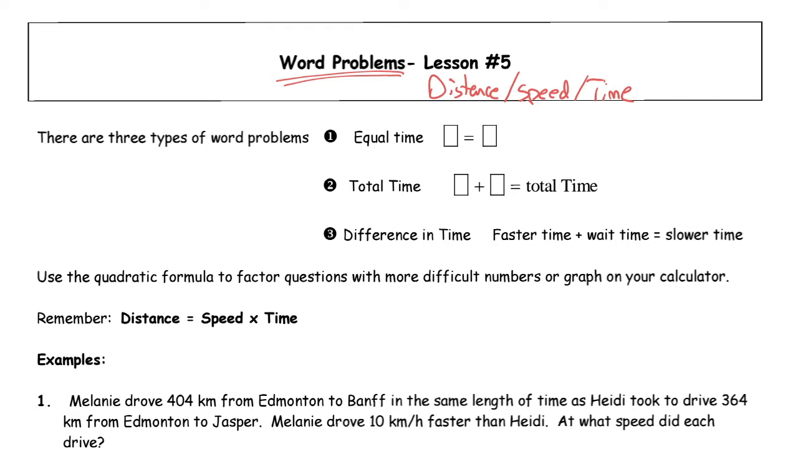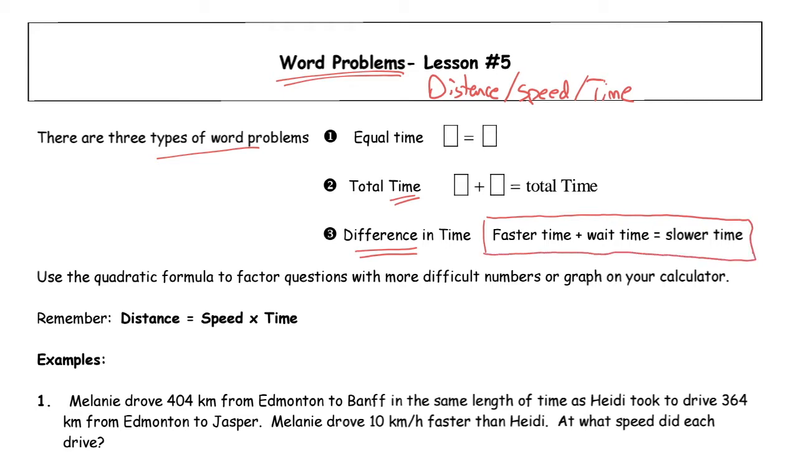So there are three types of problems that you're going to get. We're going to look at questions where there's equal time, where we're asking for total time, and then we're going to give you the difference in the time. Okay, and this is an interesting little statement right here. Faster time plus wait time is equal to slower time.